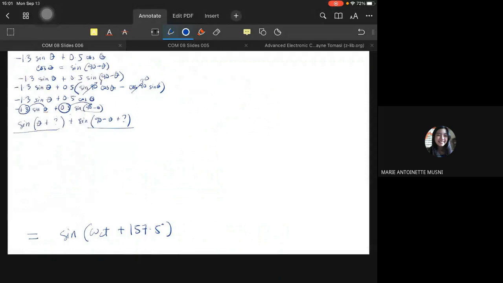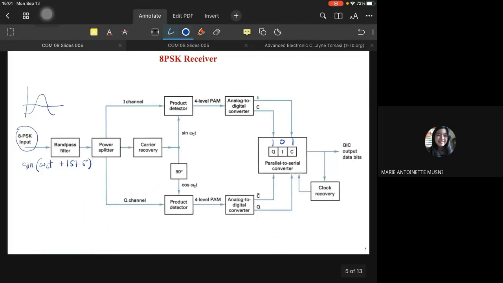So that's it for now, it's already 250. With regard to transmitter and receiver circuits of 8PSK, any questions? So far, okay. It's easy to understand if we just follow the block diagrams of the transmitter and receiver. We understand the flow of 8PSK.